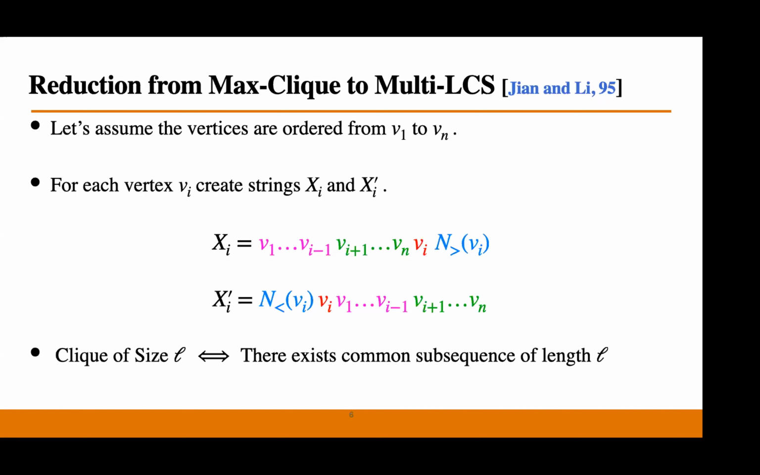With this construction of the strings x1 to xn and x1 prime to xn prime, if we compute the LCS, we get that there exists a clique of size L if and only if there exists a common subsequence of length L.